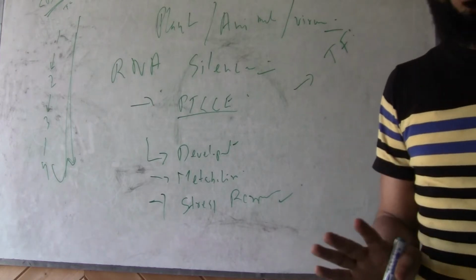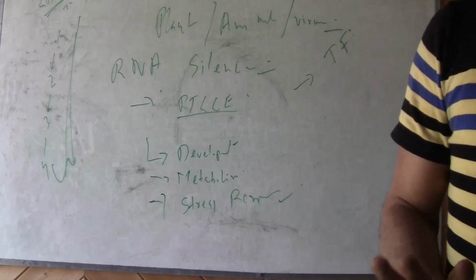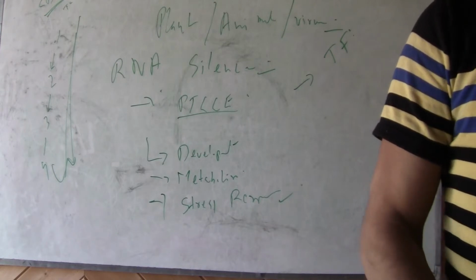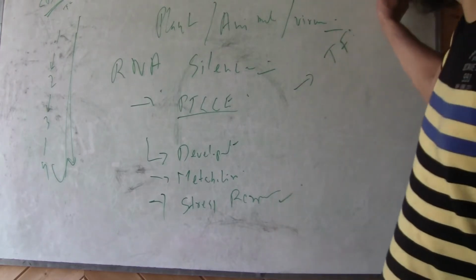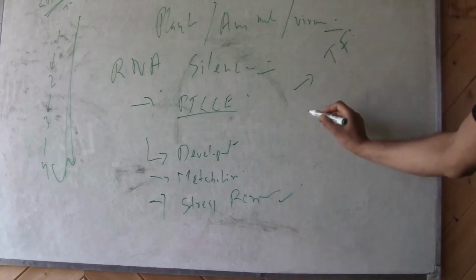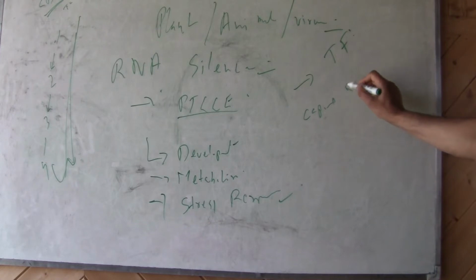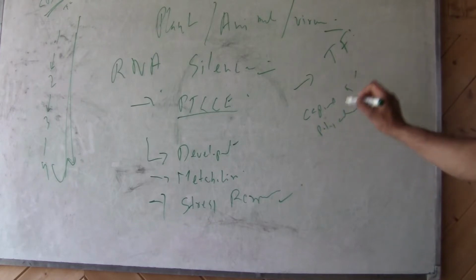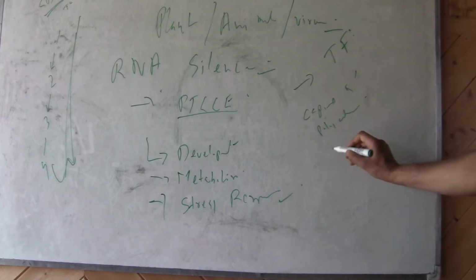Okay, how many RNA polymerases are there? 3. Good. So RNA polymerase 2 transcribes these miRNAs, and they are capped, polyadenylated, okay, and spliced.